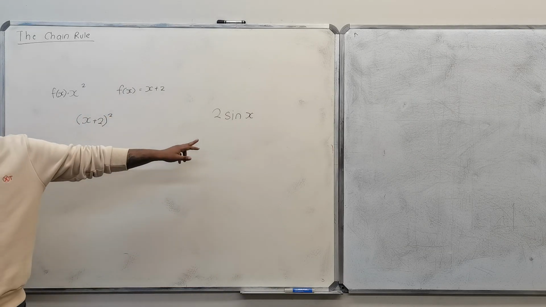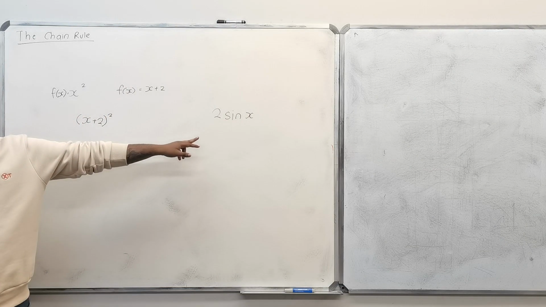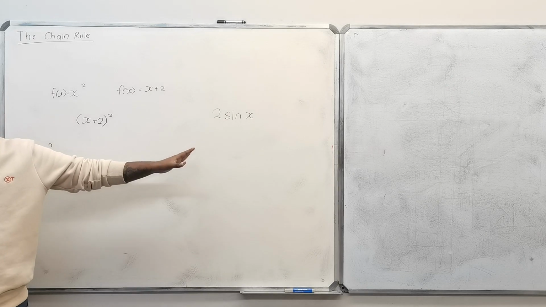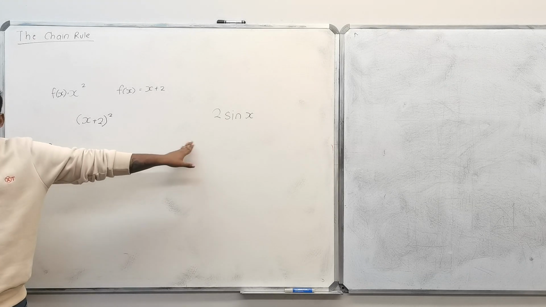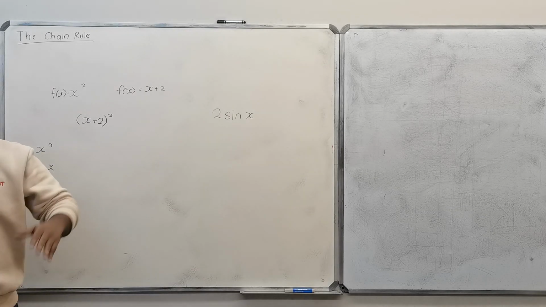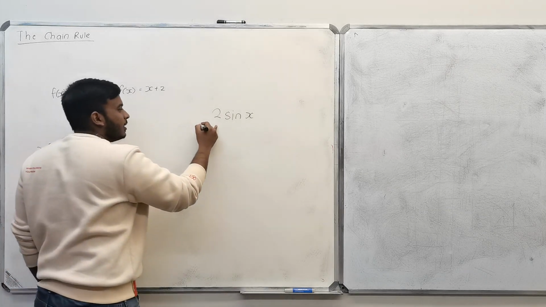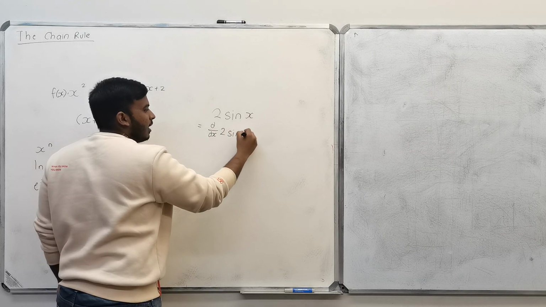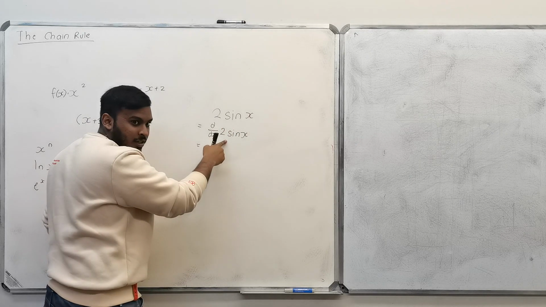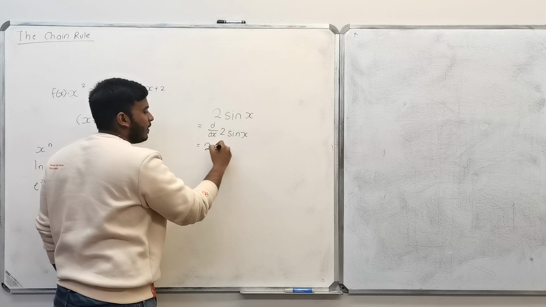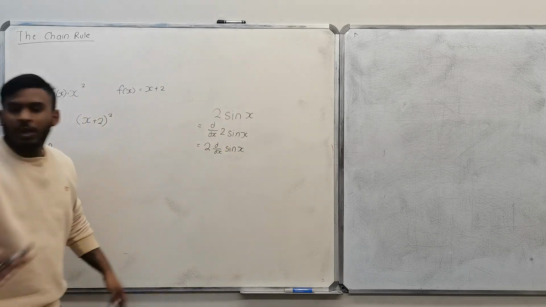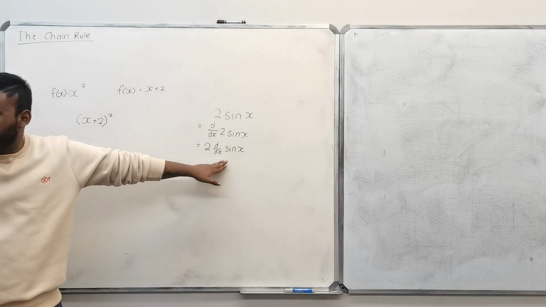What's your function there? The function, f of x, would be sine of x. That's the function. If we did the differential of this, it would have been d over dx of 2 sine x. 2 is a constant, so it would have come out, you would have had d over dx of sine of x, and then you can differentiate. It's only in terms of x.